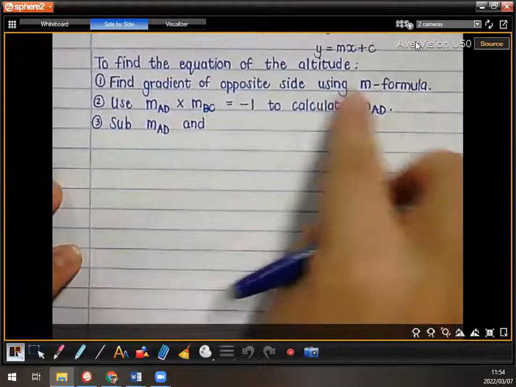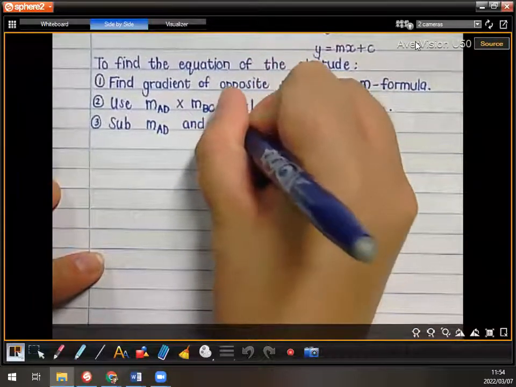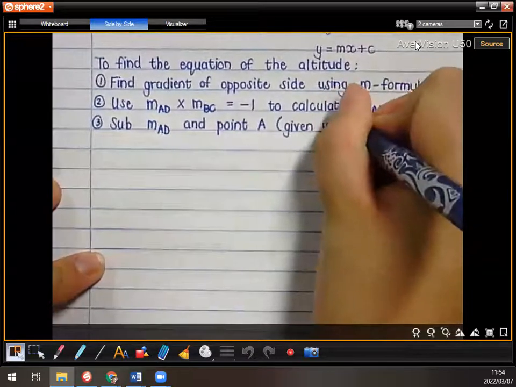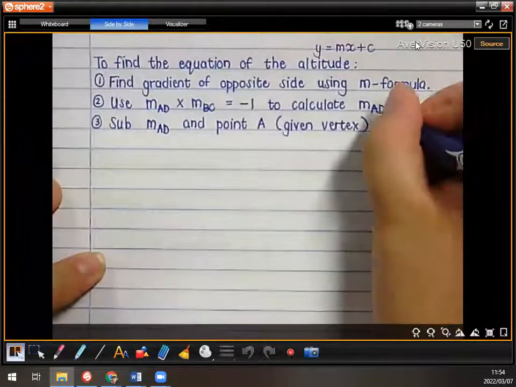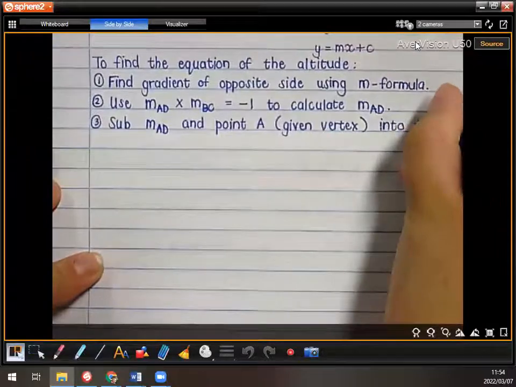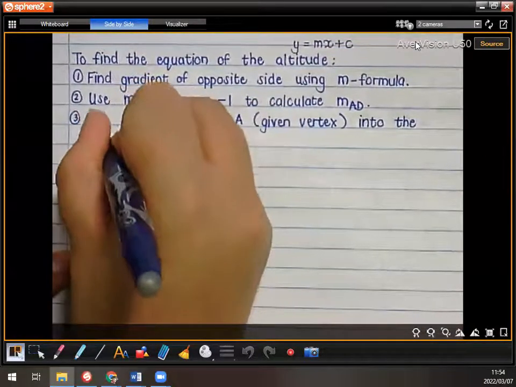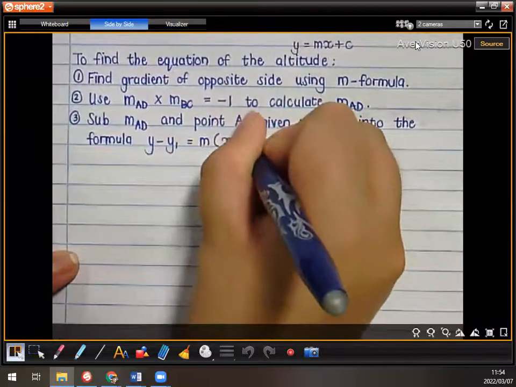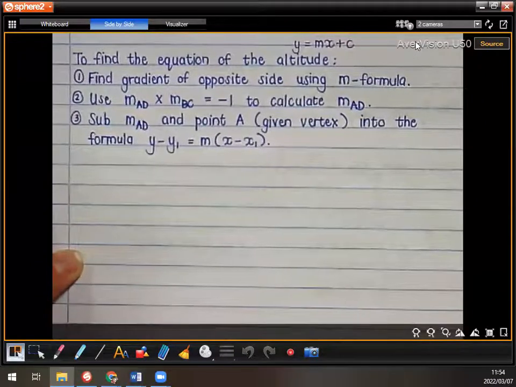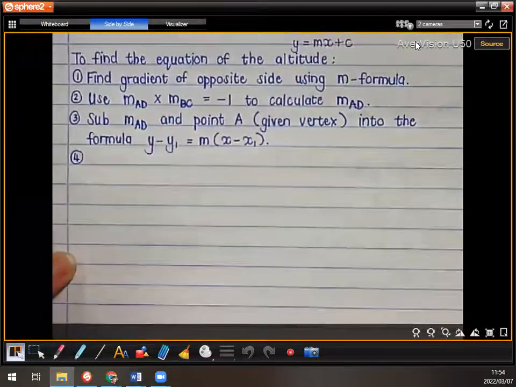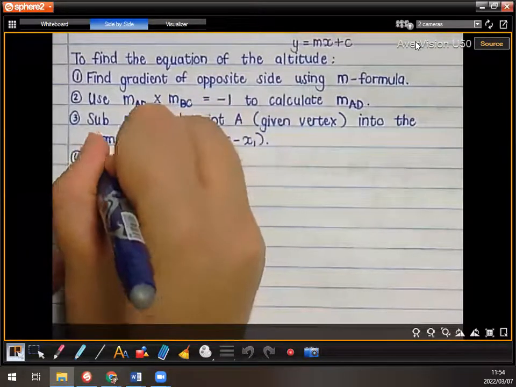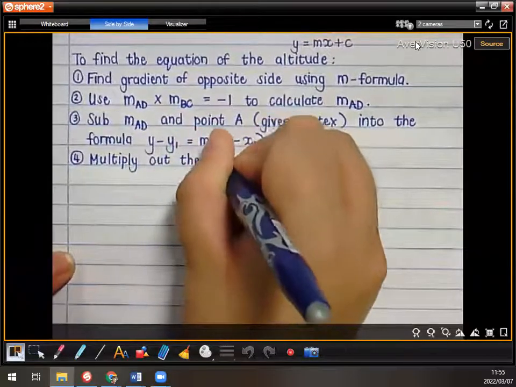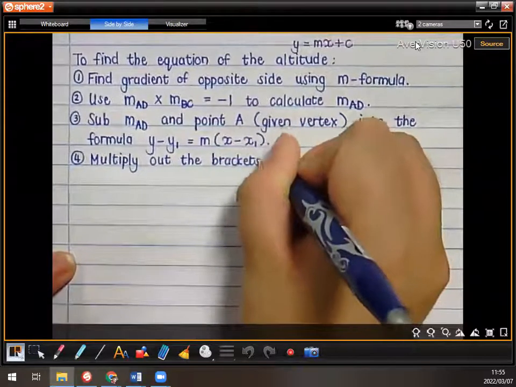So sub the gradient of AD, the one that you calculated in step two, and point A, I'm just going to put in brackets the given vertex. They'll tell you it's coming from A or B or C, that's the one that you're subbing in, into the formula y minus y1 equals m times x minus x1. That's step three, subbing in those values. And then step four is going to be to multiply out the brackets and get y on its own. I'm going to say isolate y.